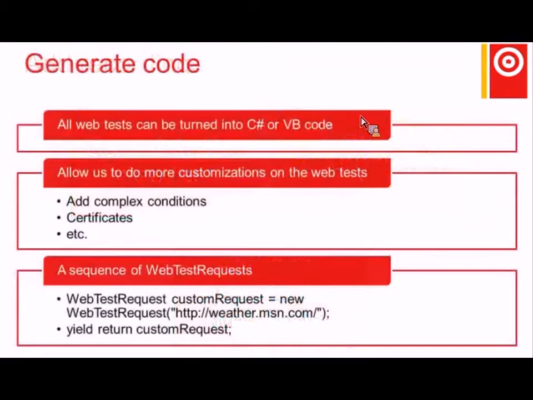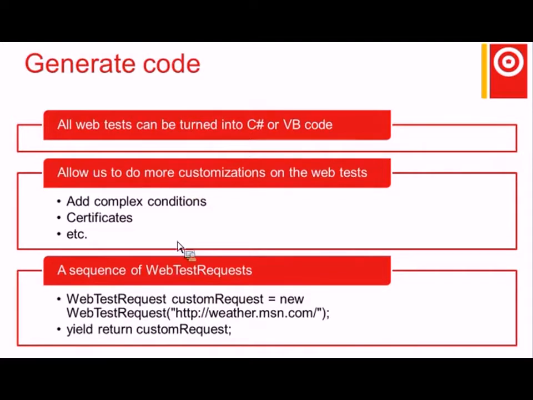Generate code, as I said, will allow you to generate your web performance test into source code. This can be very useful if you need to code directly around some of your requests. It's also very useful if you need to be changing certificates halfway through a web performance test without it causing problems or pop-up windows or things like that.